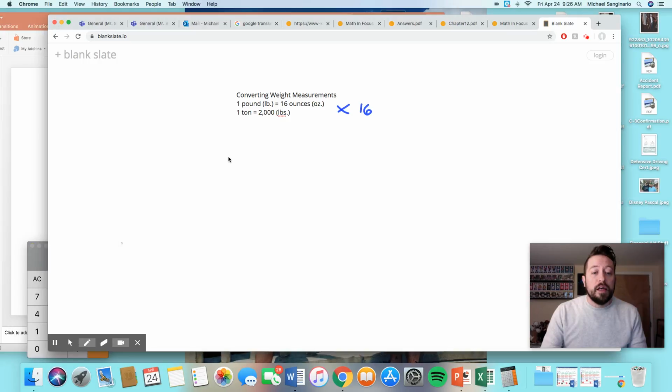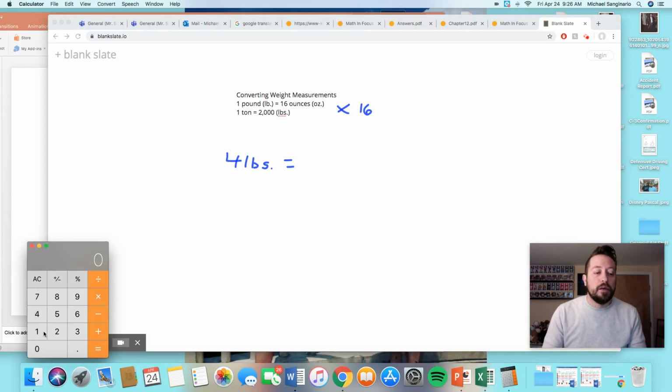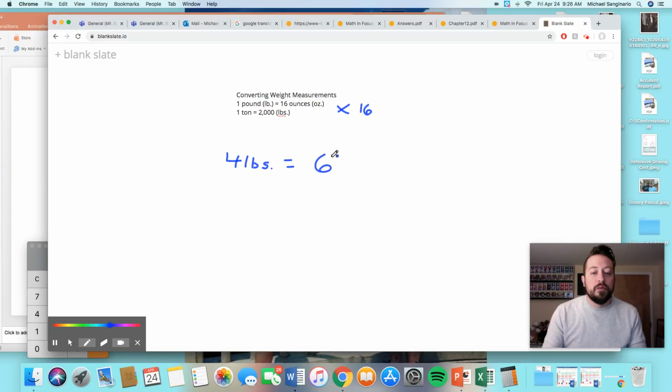So if I had 4 pounds, and the abbreviation for pounds is LBS. If I have 4 pounds and I were to multiply that by 16, I go to my calculator here. I'm going to do 16 times 4. It is 64 ounces. OZ stands for ounces.